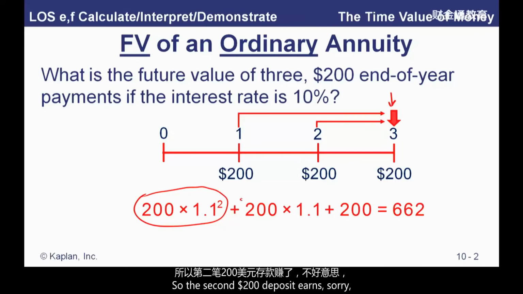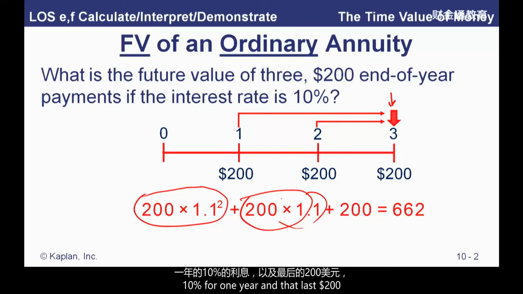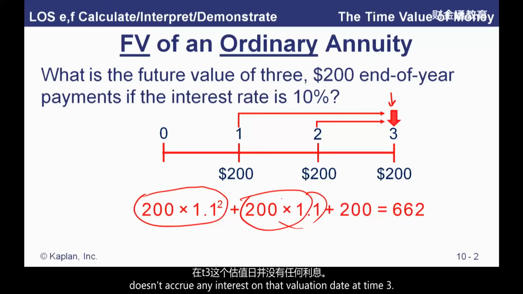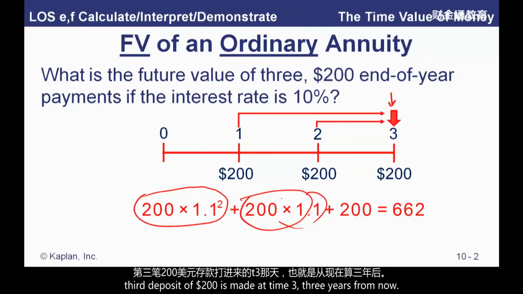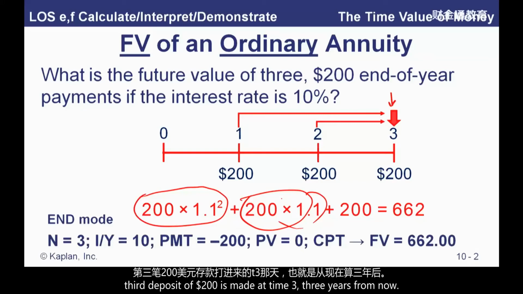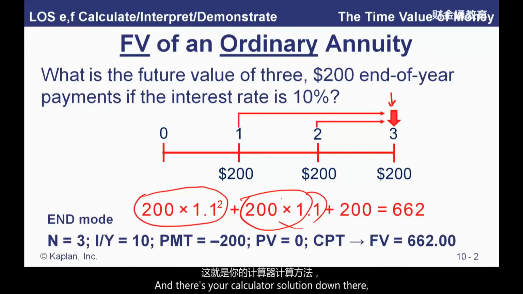So this second $200 deposit earns 10% for 1 year, and that last $200 doesn't accrue any interest on that valuation date at time 3. So the answer is, those 3 deposits earning 10% a year, you would have $662 in the account on the day that the third deposit of $200 is made at time 3, 3 years from now. And there's your calculator solution down there, nothing surprising there.